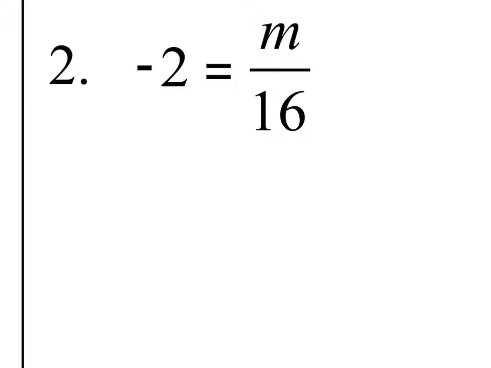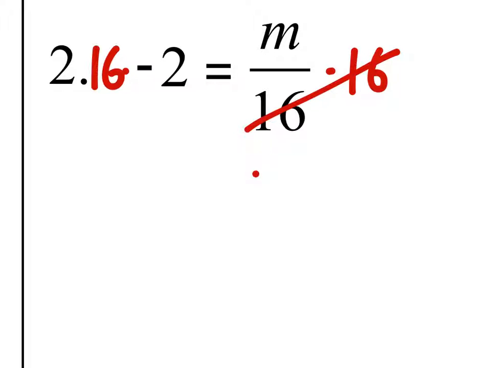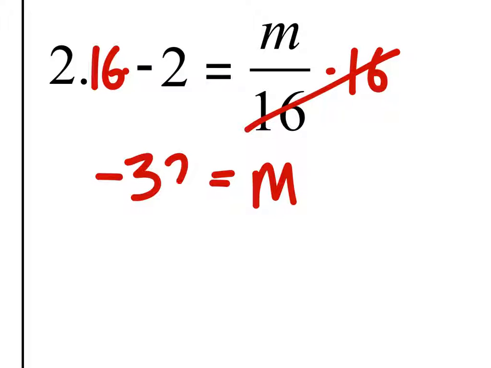Alright, radical. This is m divided by 16, so again, to undo the division, we'll multiply both sides by 16. And the 16's cancel out, giving us just the m. 16 times negative 2, negative 32.